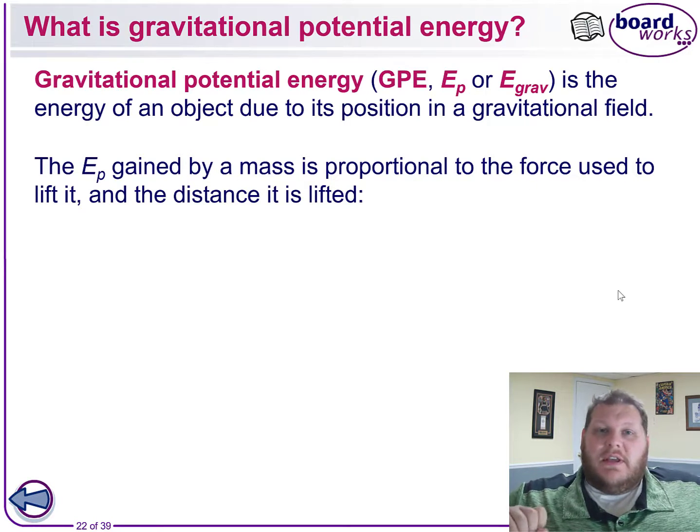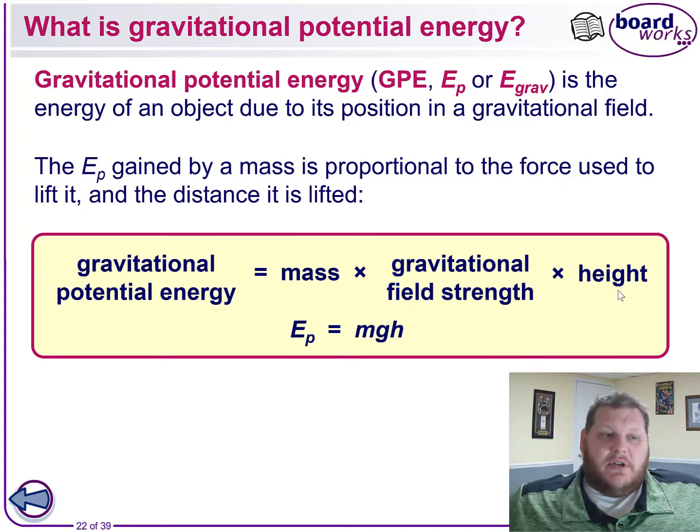Potential energy is based off of three things: the mass of the object, the height of the object, and the force acting on the object due to gravity, so the gravitational field strength. So our formula for gravitational potential energy is just multiplying those three things together: the mass of the object, the gravitational pull, g, and then the height of the object, h. mgh, is how we calculate potential energy.